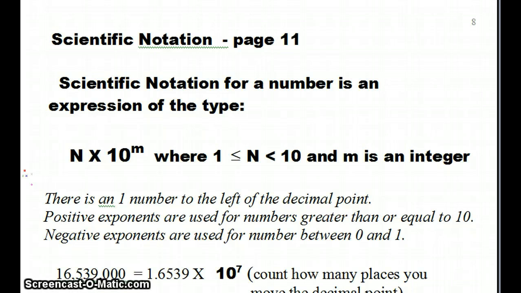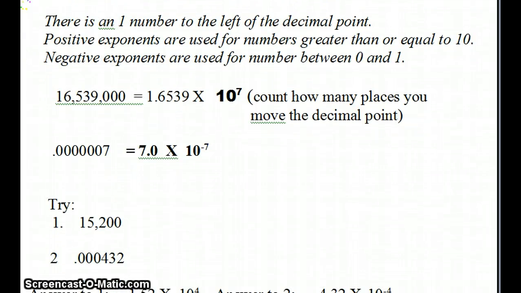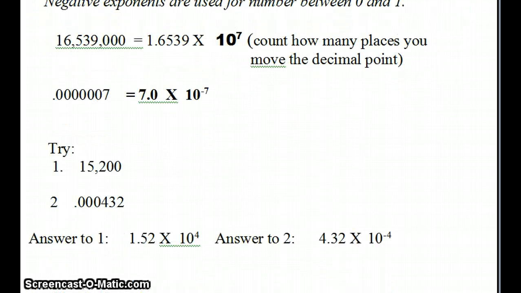When you convert a number into scientific notation, what you do is count how many places you move the decimal point. If the decimal point moves right, then the number is going to be a small number with a negative exponent. If it moves to the left, it's going to be positive. Here are some examples for you to take a look at and to try the examples that are below.